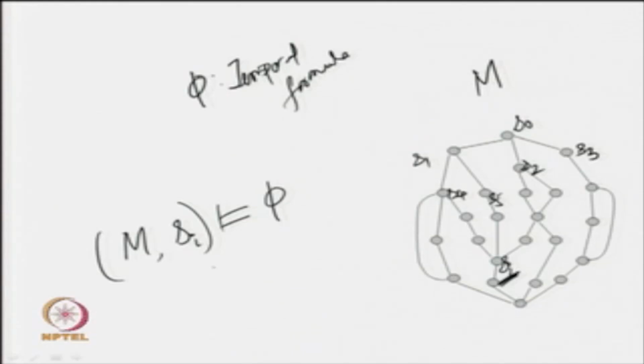In this case I am saying that phi holds in this particular state, but it does not mean that phi holds in the entire system. It may be false in S3, or it may be false in S4. That is why I already mentioned that the truth value of a temporal formula is basically defined over a state in this particular model.